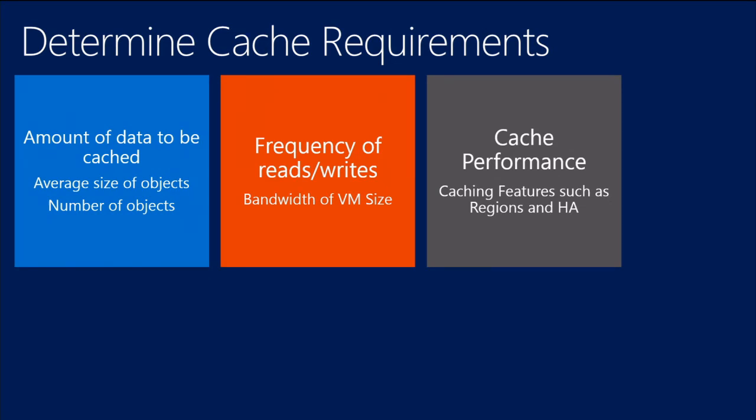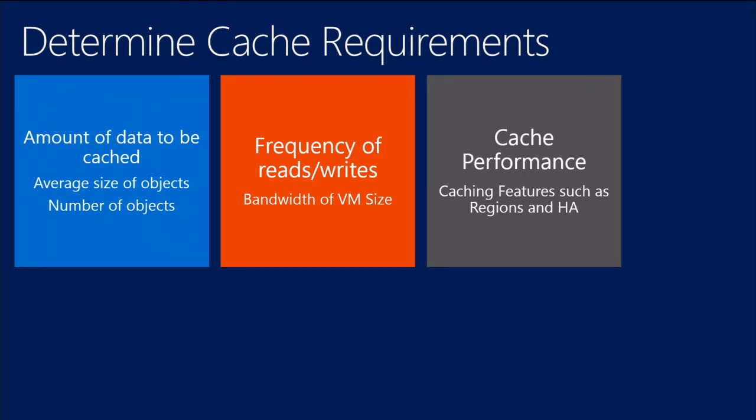If you're using high availability, then every item that you put into the cache has a copy made, so each item takes twice as much memory. You would need a cache twice as big to support the same amount of items. And the same thing with regions too.